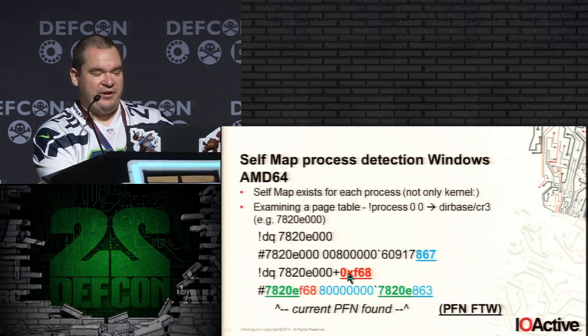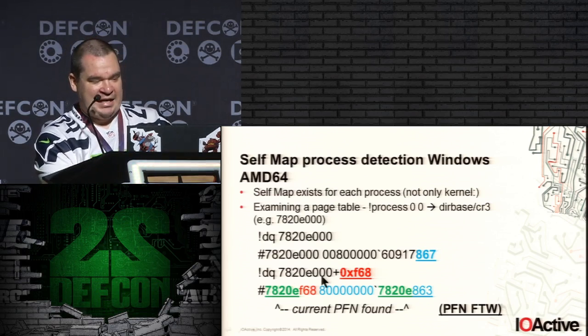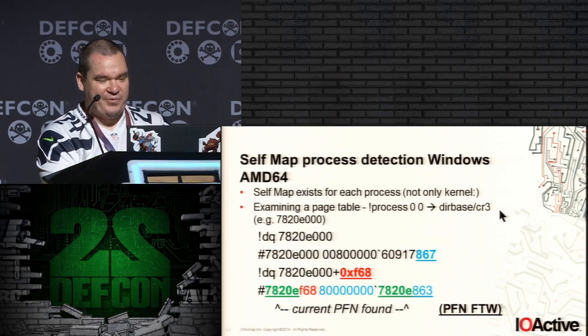This is the magic number here, F68, for Windows at least. At this address, which is the base CR3 page table, page directory base pointer, DQ on that, F68, the response is here. What we see.